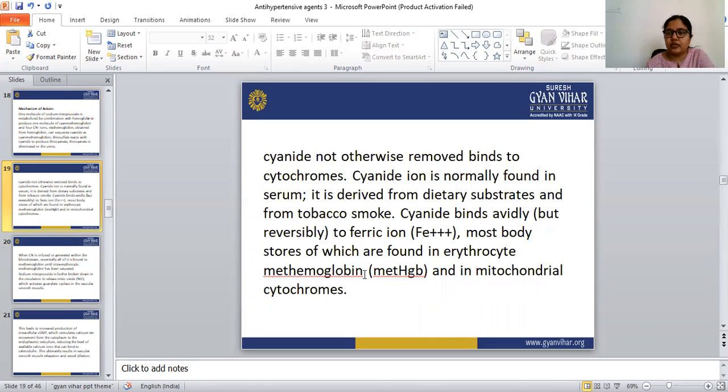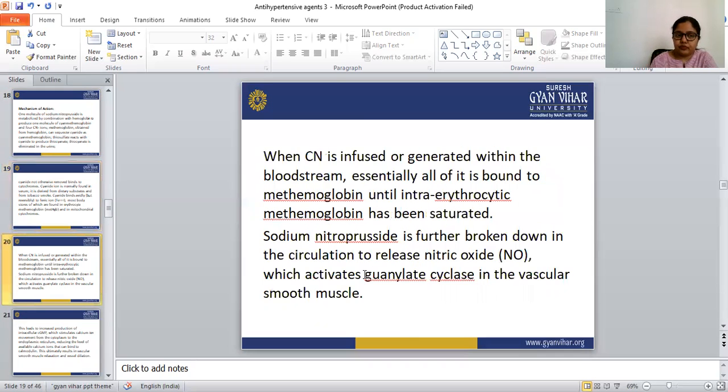Cyanide, not otherwise removed, binds to the cytochrome. Cyanide ion is normally found in the serum. It is derived from dietary substrate and from tobacco smoke. Cyanide binds to the ferric ion, most body stores of which are found in the erythrocyte, that is methemoglobin, and in mitochondrial cytochromes.